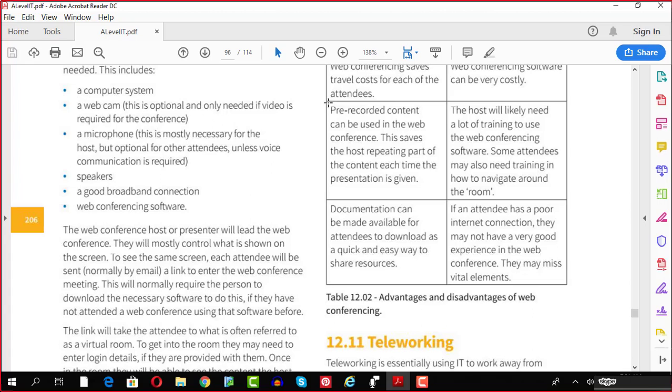Now, this point is different from video conferencing. In video conferencing, we don't have this. Okay, you will not see this point over there. That point is different.